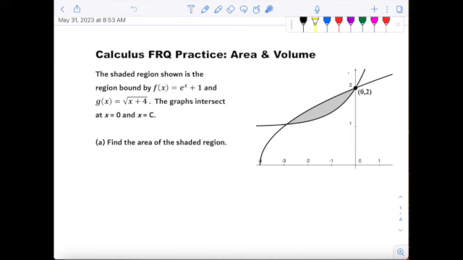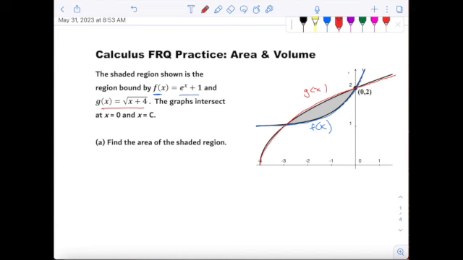Hopefully by this point in a course you have a knowledge of graphs, and you know that f of x is e to the x plus 1. That would be this bottom graph right here, that exponential growth, e to the x with a horizontal asymptote of y equals 1. You can see that's where it flattens out. And g of x is root x plus 4. Hopefully you can recognize that is the square root graph shifted 4 units to the left. So this is g of x.